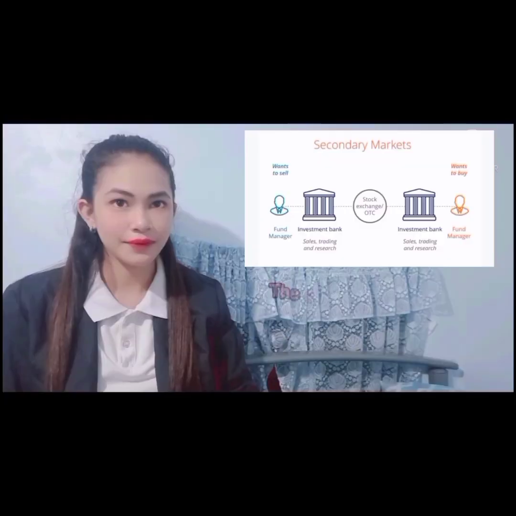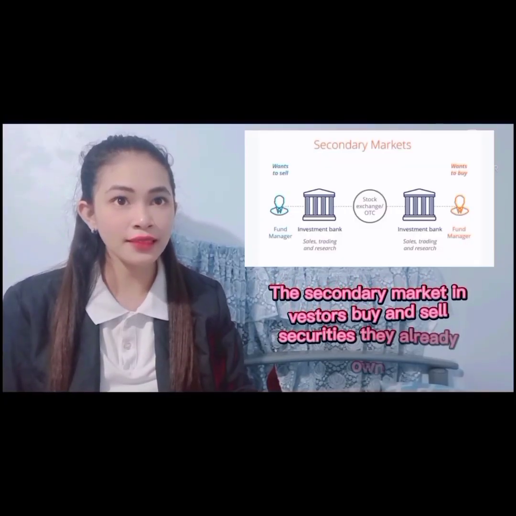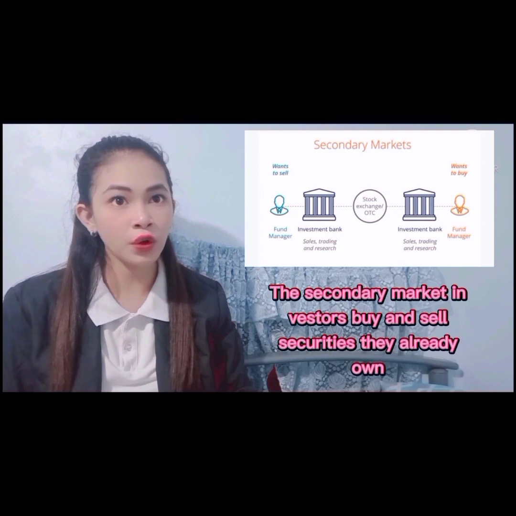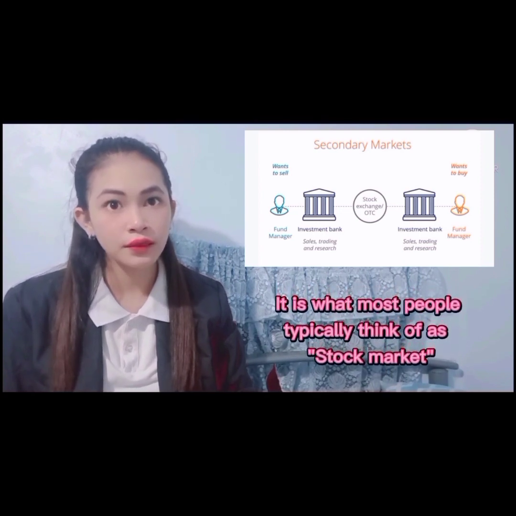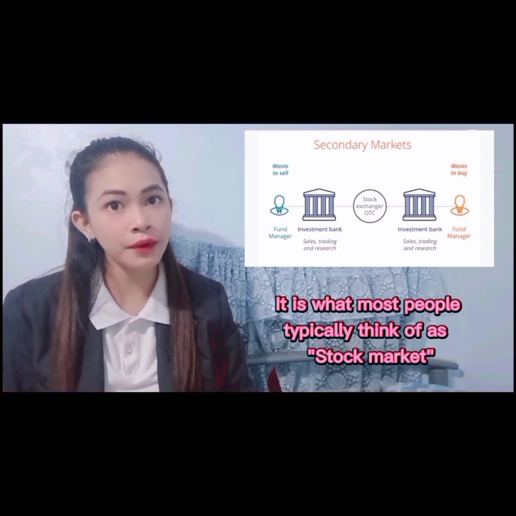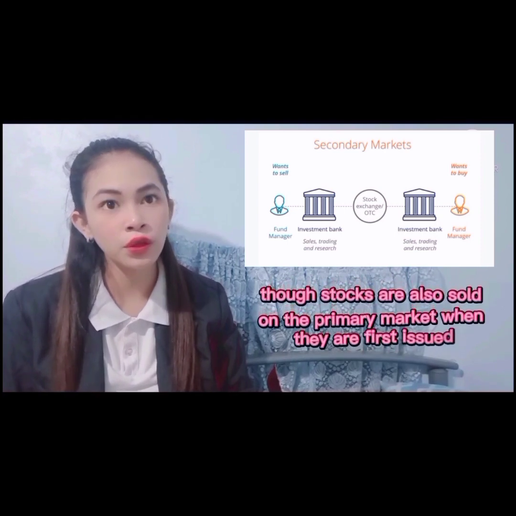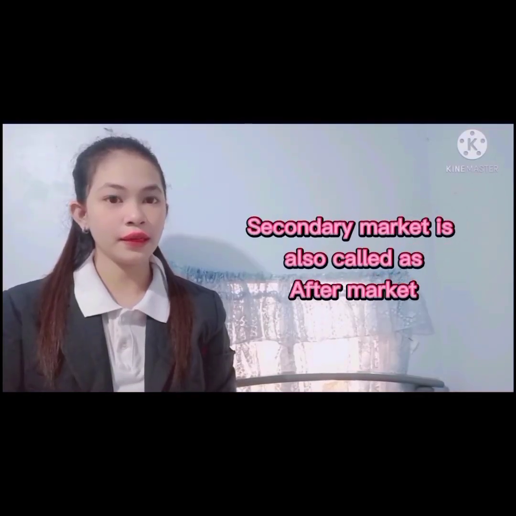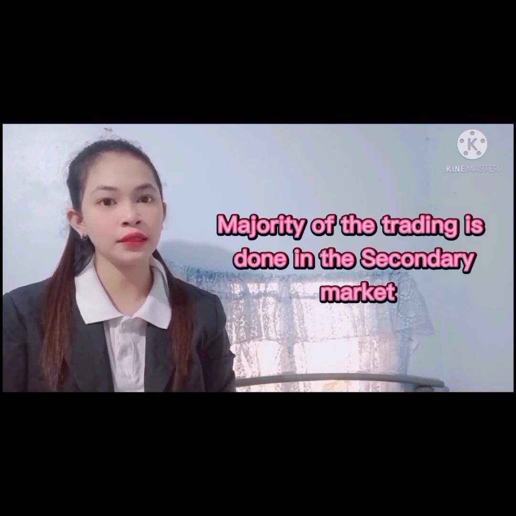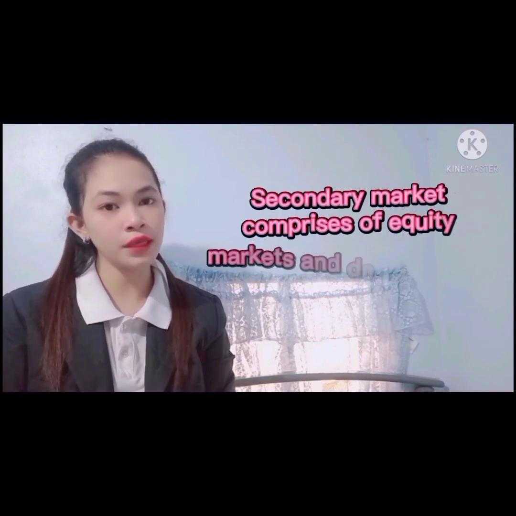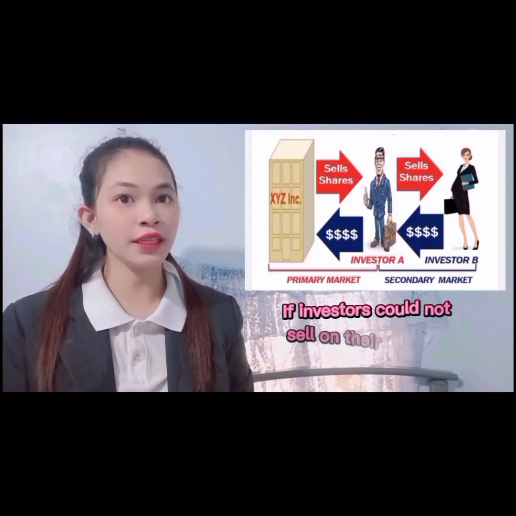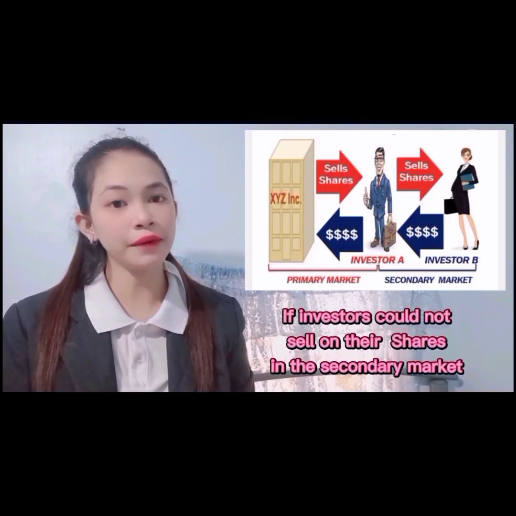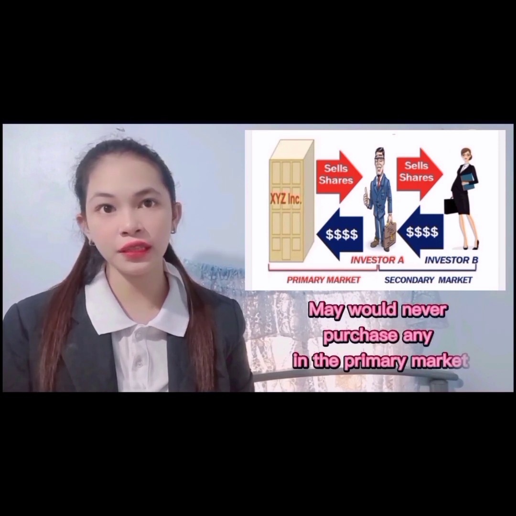Secondary market. The secondary market is where investors buy and sell securities they already own. It is what most people typically think of as the stock market. The stocks are also sold on the primary market when they are first issued. Secondary market is also called the aftermarket. The majority of the trading is done in the secondary market. Secondary market comprises equity markets and debt markets. If investors could not sell their shares in the secondary market, they would never purchase any in the primary market.